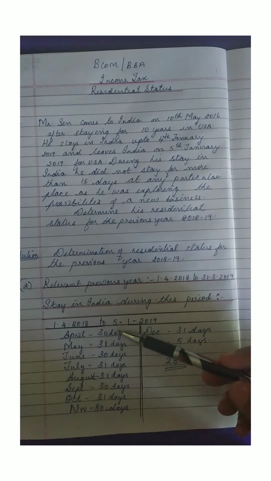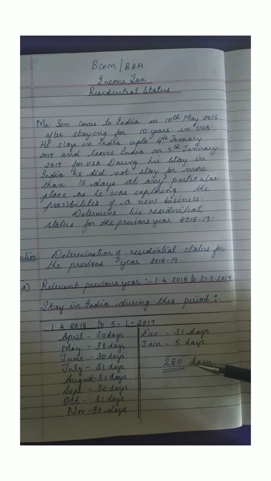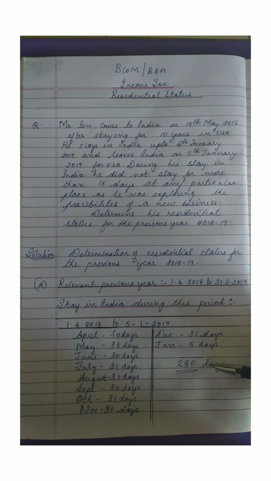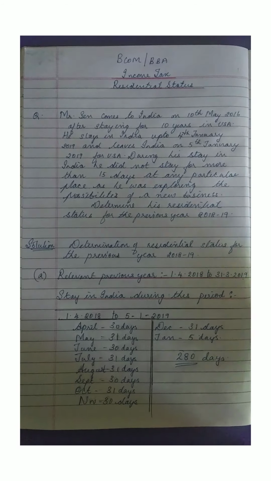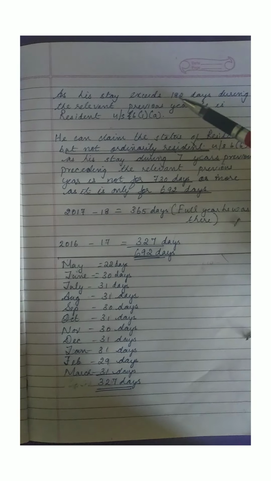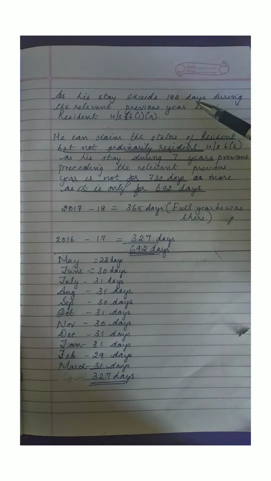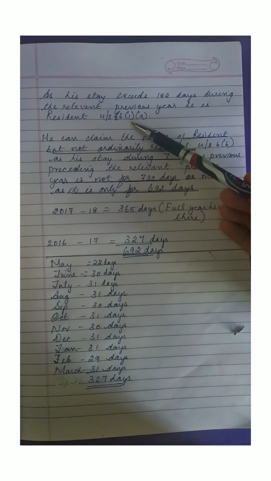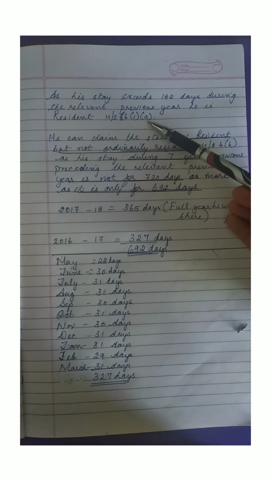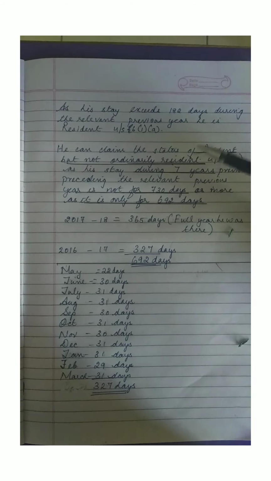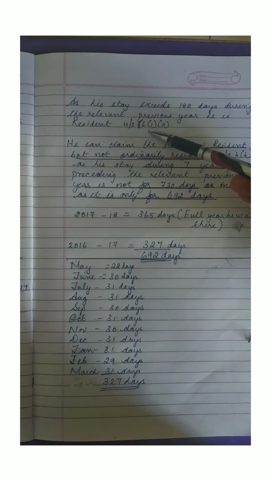When we add all these days together, we get 280 days. So the first condition is satisfied for him because it is more than 182 days. So he will be taken as a resident. That is what I have given here also. As his stay exceeds 182 days during the relevant previous year, he is a resident under section 6(1). That means the first basic condition is that the person should stay in India for more than 182 days. He has satisfied that, so he is a resident.